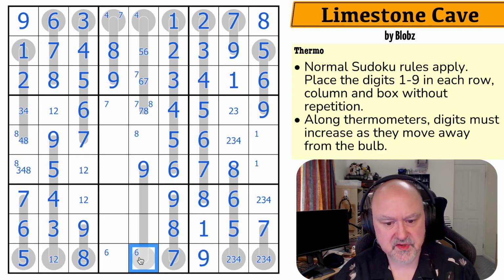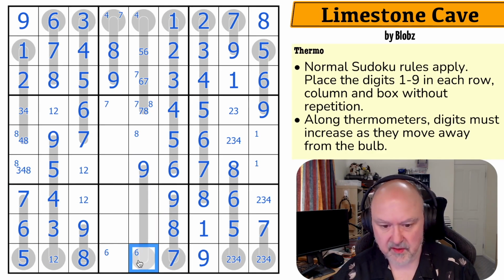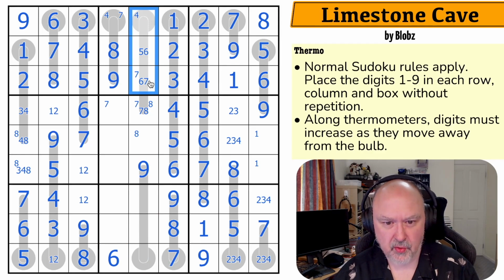6 is in one of those, but this can't be the 6, because if this is a 6, this would have to go 6, 7, 8, 9 to keep the thermo within its bounds, but 7 and 8 are not available. That's not the 6, that's the 6. So this is 1, 2, 3, or 4. Don't know. 6 is on this thermo.